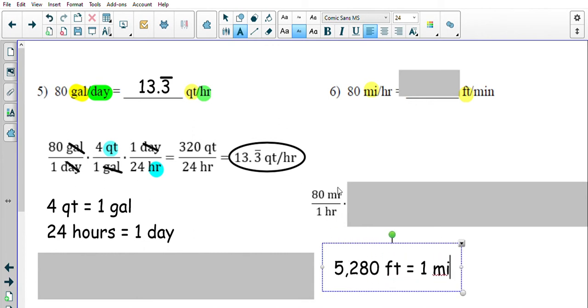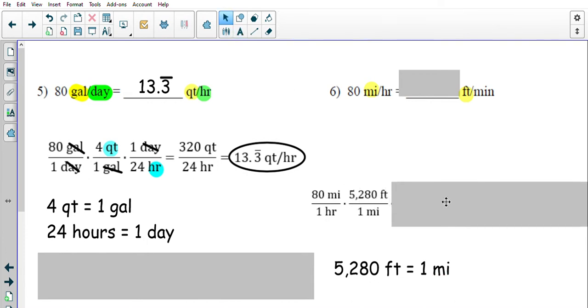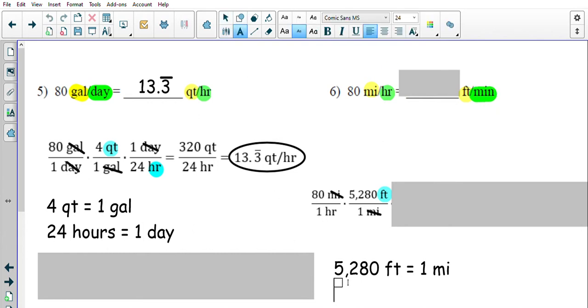So since miles is on the top, the 1 mile is going to go on the bottom here. It means 5,280 feet will be on the top. So that will help us get rid of the miles, and we'll be left with feet. The second thing that we need to convert is we need to convert hours to minutes. So we need to know that there are 60 minutes in 1 hour.